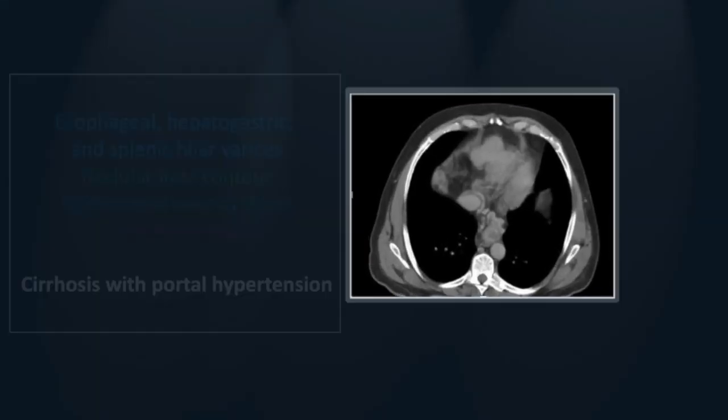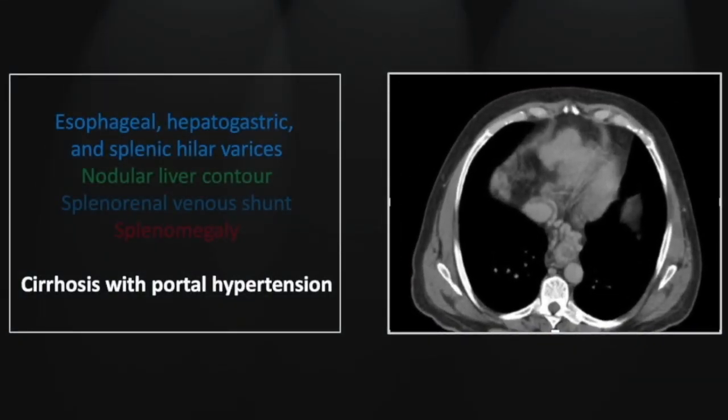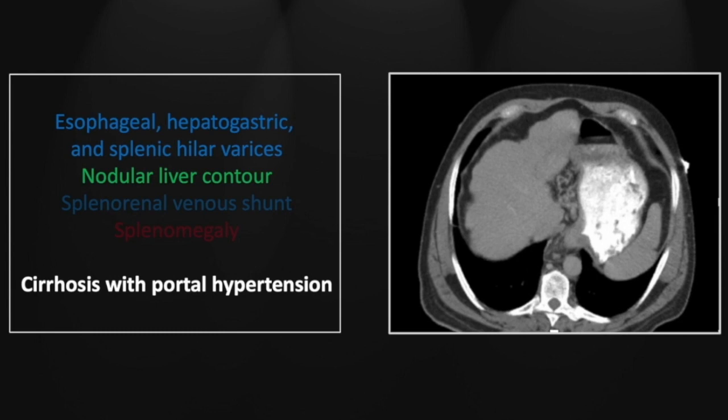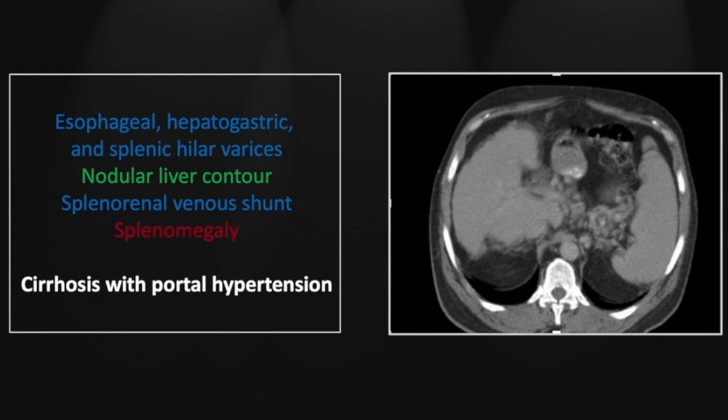Our next case is a pretty straightforward varices case to demonstrate cirrhosis with portal hypertension. You notice here a marked large tangle of esophageal varices. Farther down, you can appreciate gastropathic or hepatogastric varices and the nodular contour of the liver denoting cirrhosis.